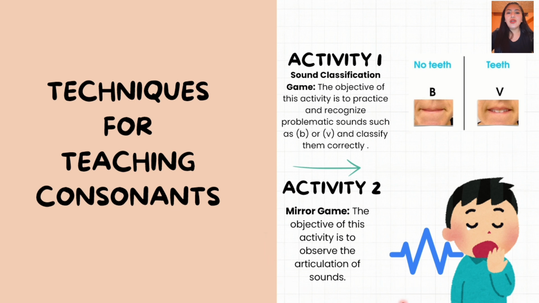Activity 2. Mirror game. Students observe their articulation in front of a mirror to improve a specific sound, and they identify if there is air explosion or vibration, as for example in the words bat and pat.